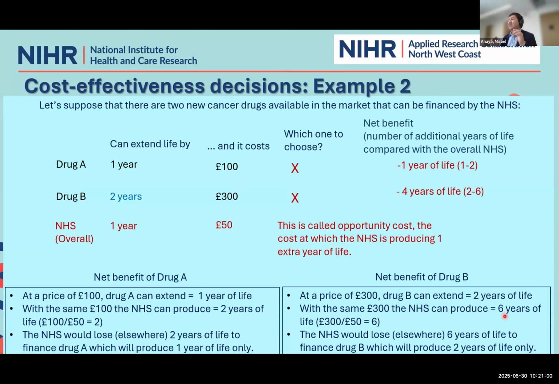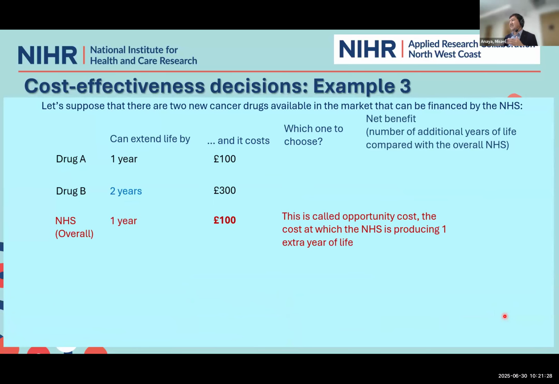So in order to decide which drug to choose, we need a reference point, an opportunity cost. And the opportunity cost is how many years of life I'm losing in order to finance that drug in the current system. And the NHS is producing 1 year of life at £50. Let's say, in another hypothetical example, the number of years of life that the NHS is producing, 1 year of life, costs £100. Now, the opportunity cost is £100 per 1 year of life. This is what the system is producing currently.